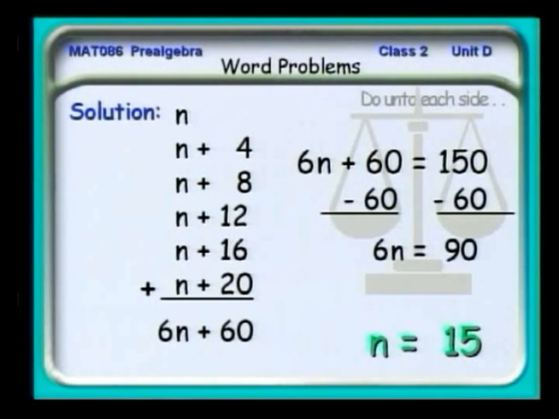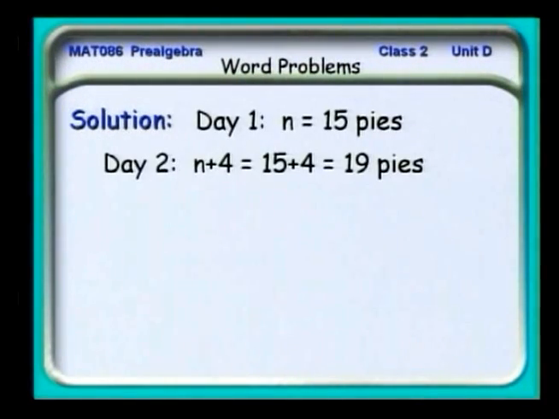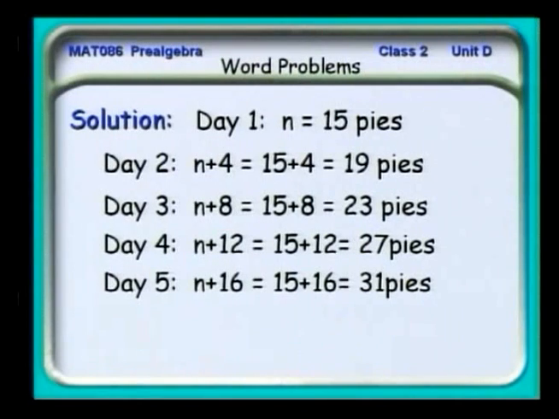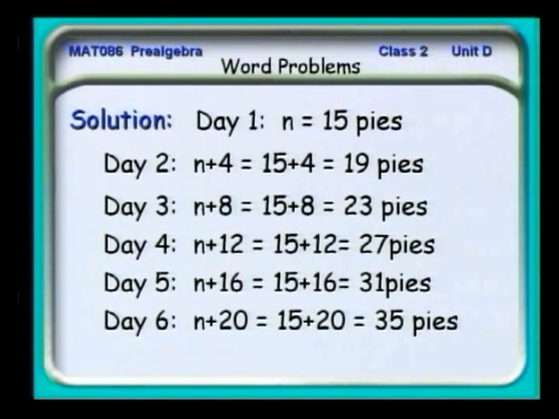We'll continue with the solution because we need to know how many pies Homer ate on all 6 days. So on the first day, 15 pies. Day 2 is 4 more, 19, 23, 27, 31, 35. So here are all of the pies that Homer ate on each of the 6 days.